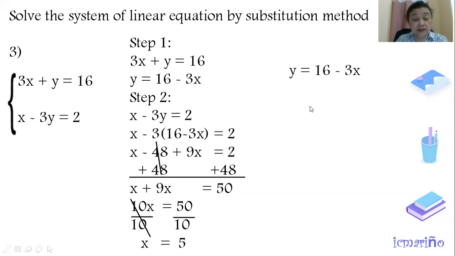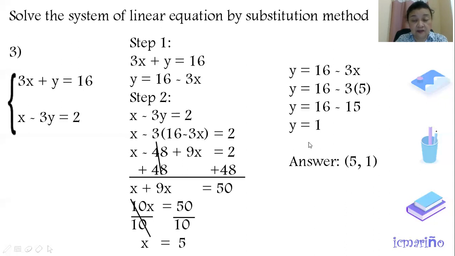And substituting the value of x, we have y equals 16 minus 3x. So, isa-substitute na natin yung na-compute natin na value ng x, which is 5. So, that is 16 minus 3 times 5. y equals 16 minus 15. So, y is equal to 1. So, our answer, x is 5 and y is 1.